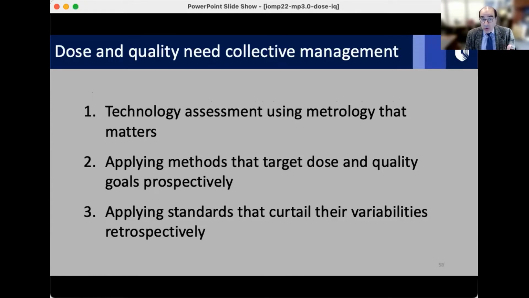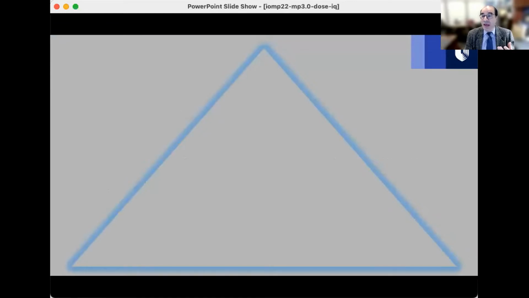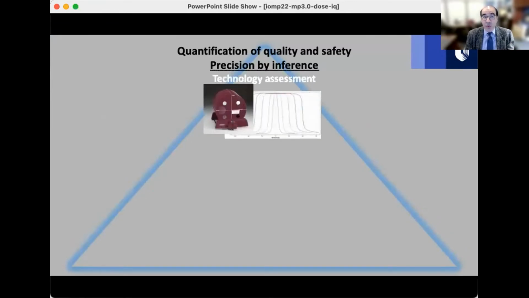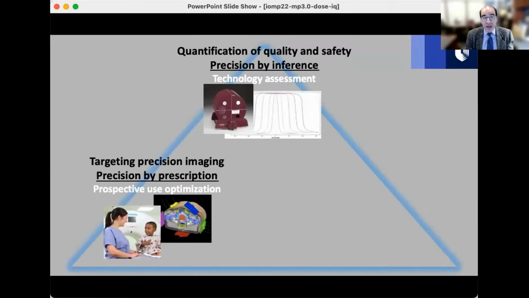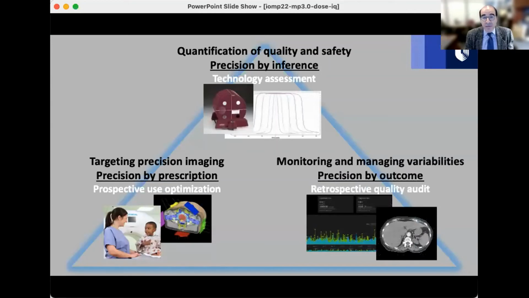So this dose and quality needs collective management, technology assessment using metrology that matters. By saying matters, that means related to patient care. Applying those methods that target dose and quality goals prospectively, and then applying standards that curtail their variability retrospectively. So essentially it becomes a 3-fold aim. First, quantification of quality and safety, what I call precision by outcome in the context of technology assessment. Then targeting precision imaging by prescription, the prospective use optimization, if you will. And finally, monitoring and managing the variability through precision by outcome.